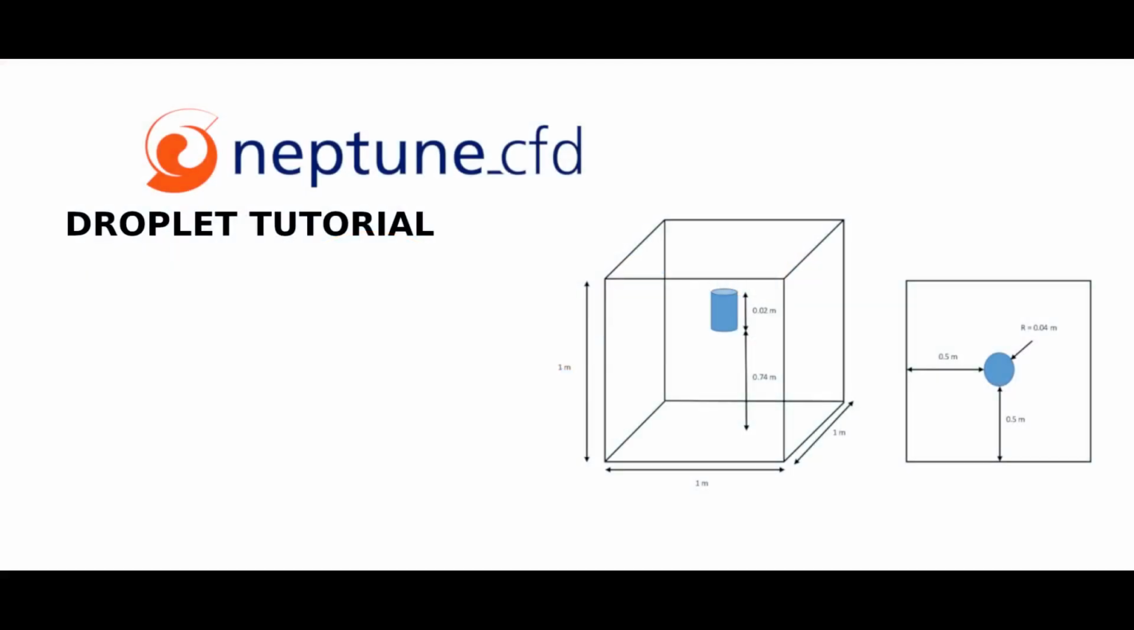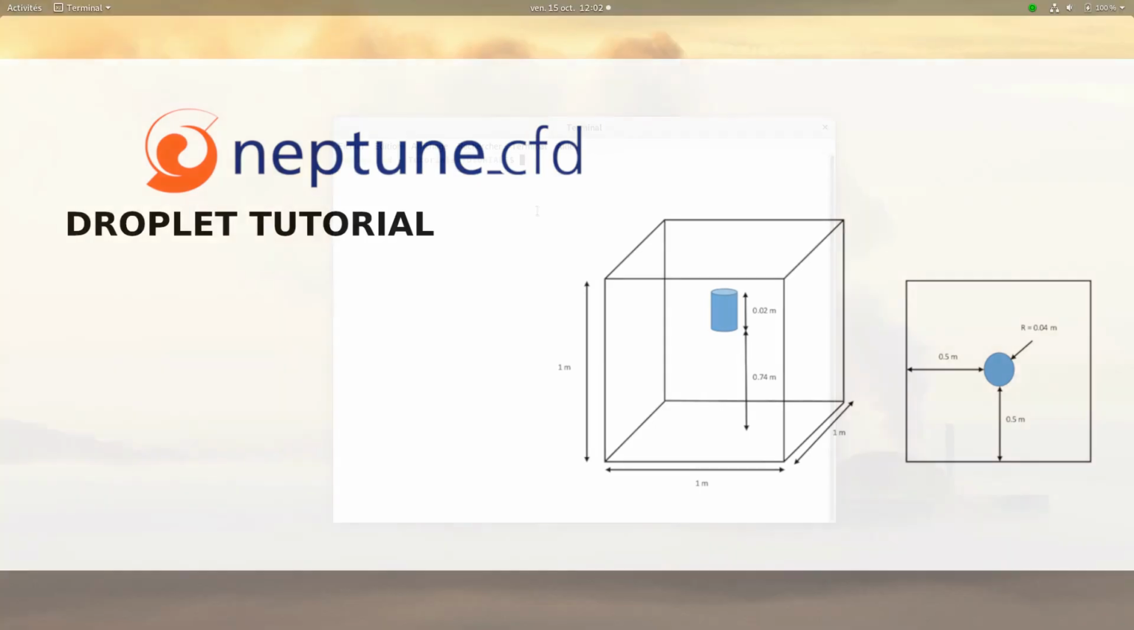Hello everyone, and welcome to this Neptune CFD droplet tutorial. This is a droplet-laden flow in a domain filled with both air and helium. A volumic inlet is set inside the domain, which injects droplets.